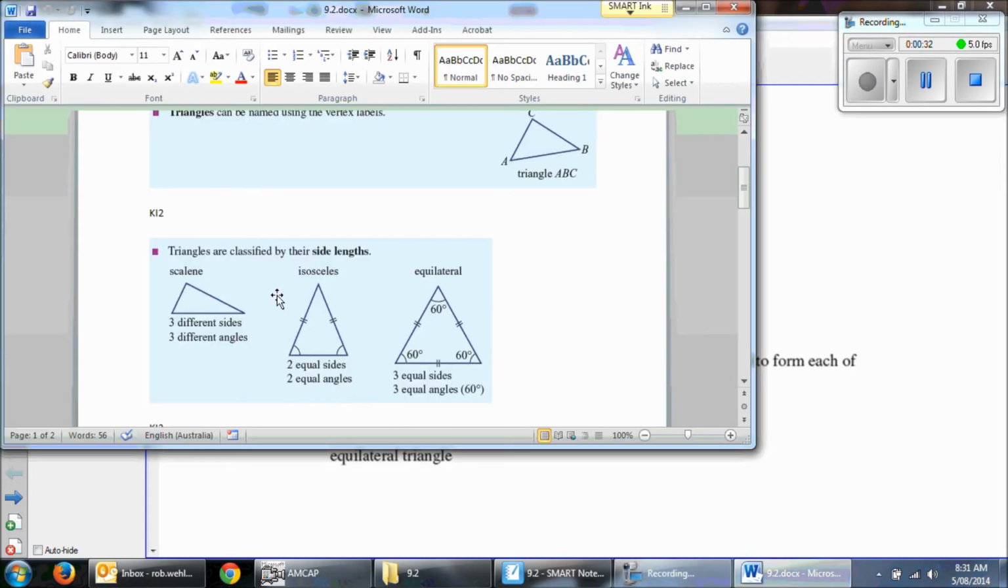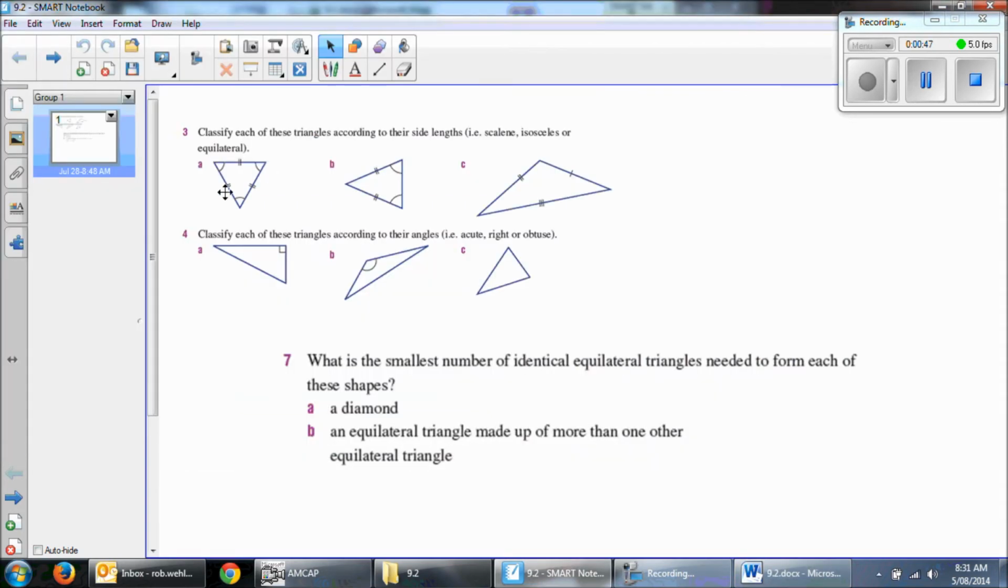But here, if I flick back to my key ideas, I can see that a scalene has 3 different sides and 3 different angles. An isosceles has 2 equal sides and 2 equal angles. And an equilateral triangle, everything's equal, the sides and the angles. So let's have a look at these ones.